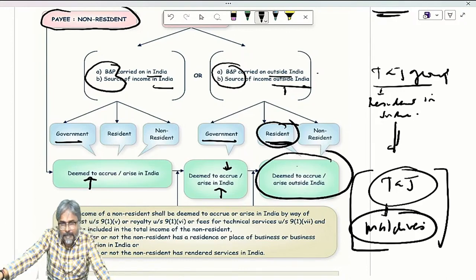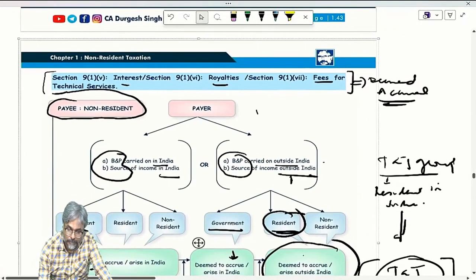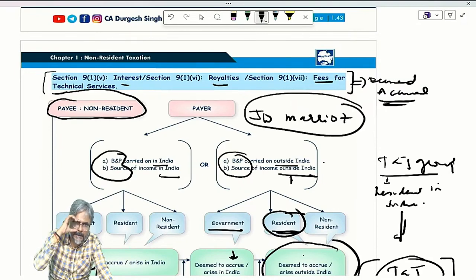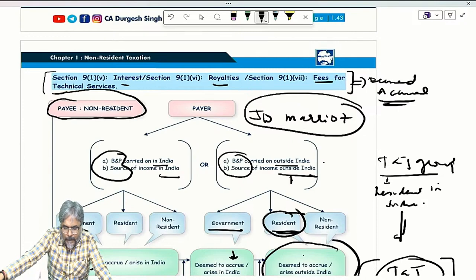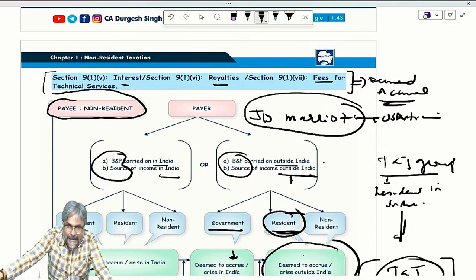Now my last example. Try to answer this. JW Marriott is also an international hotel chain, the Marriott Group. So this is an international hotel chain based in US, say for example. Now JW Marriott USA wants to set up a new hotel in Delhi. For that, they appointed a US architect firm, stating that we want architect service for our hotel in Delhi.